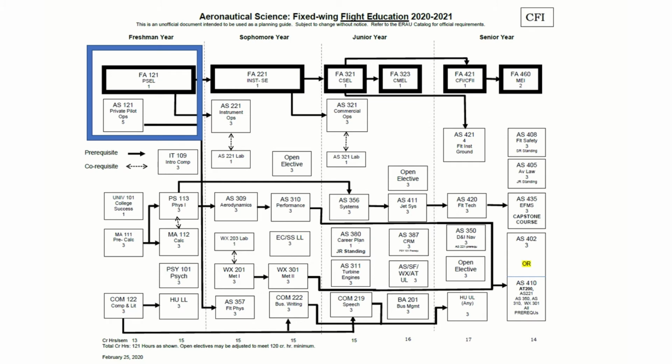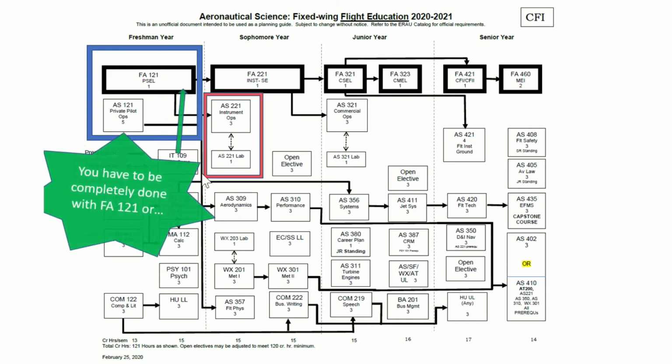So you're not going to take instrument ground in the spring semester. You're going to wait likely until the fall semester. If you stay and you make progress and you're able to complete your flight course or get towards the end, we can explore having you take AS 221 in the summer.